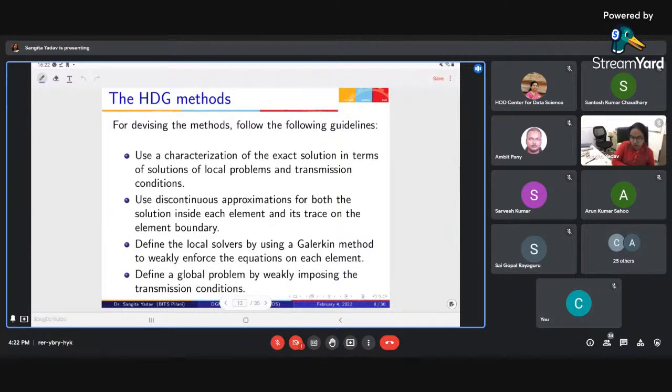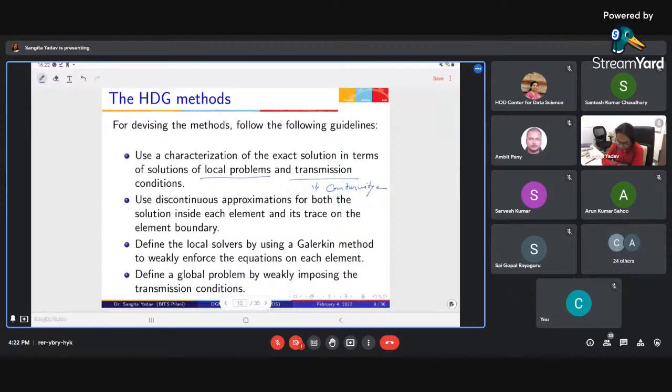So what we do, we define the local solvers by using a Galerkin method. For devising the method, we follow the following guidelines. We use a characterization of the exact solution in terms of local problems and the transmission condition, which we call a continuity condition. And we use discontinuous approximation for both the solution inside each element and its trace on the element boundary.